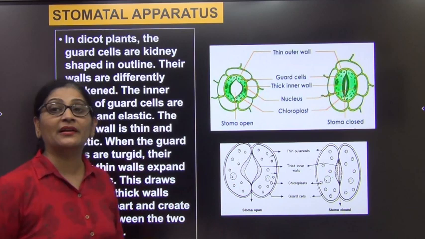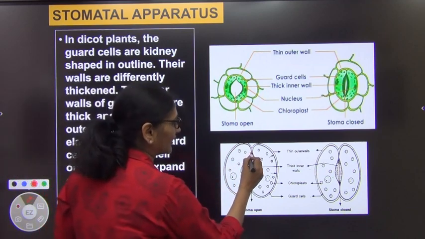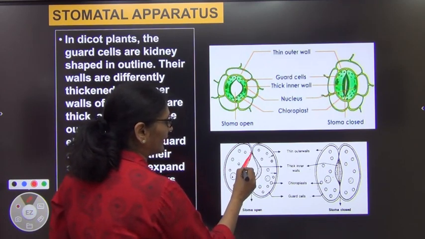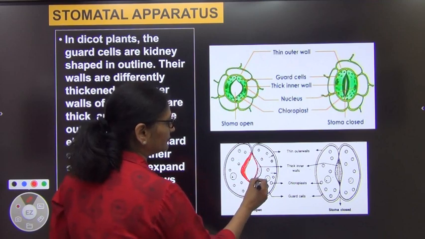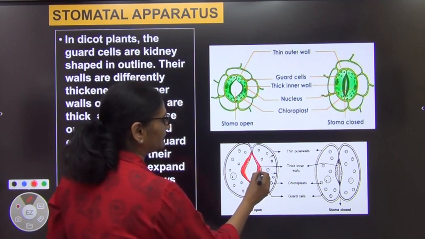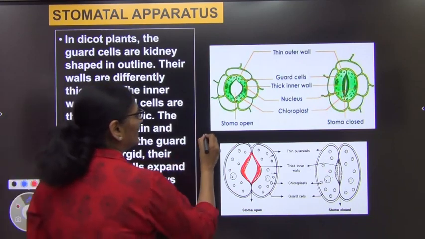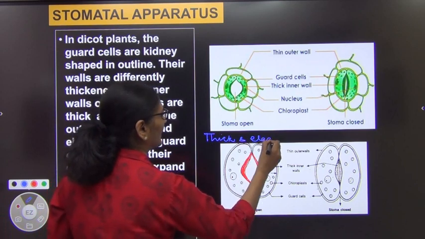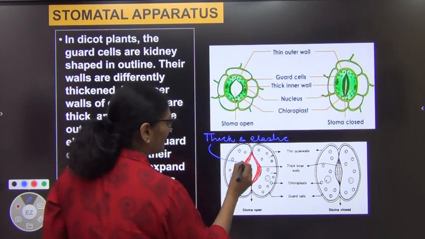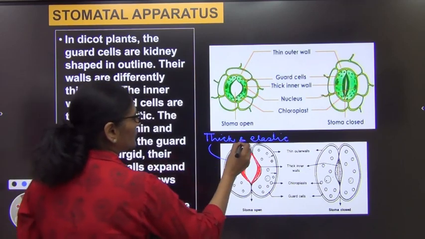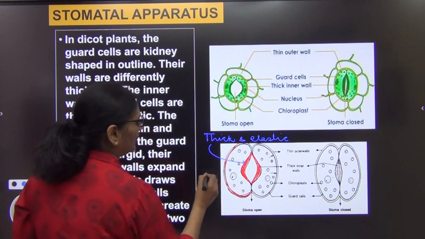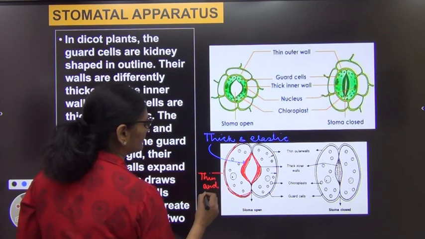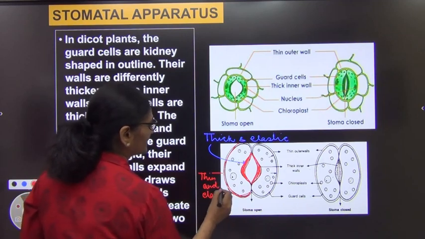The guard cell has a typical structure. Just notice the inner wall of the guard cell. ये जो guard cell का अंदर का wall है, look at this which I have colored. The inner wall of the guard cell is thick and elastic, right? And the outer wall, which you see over here, is thin and elastic.